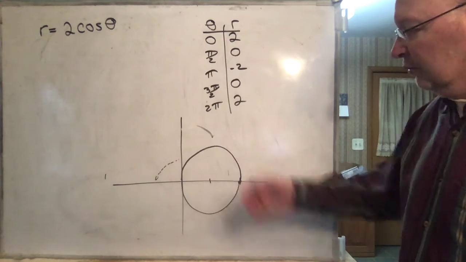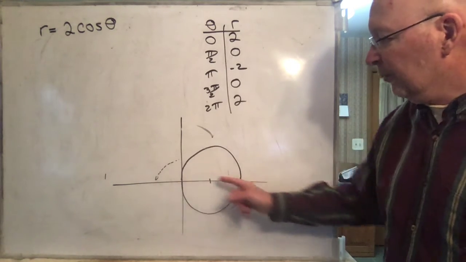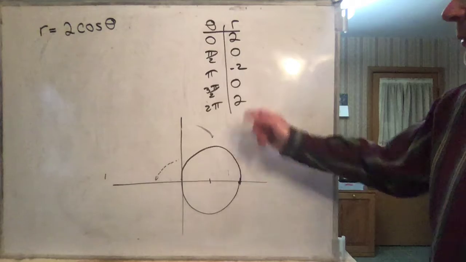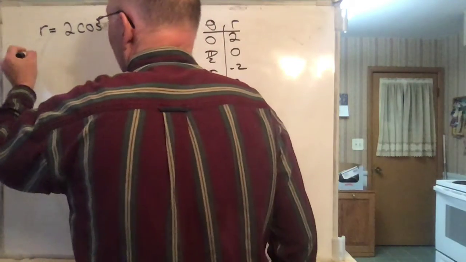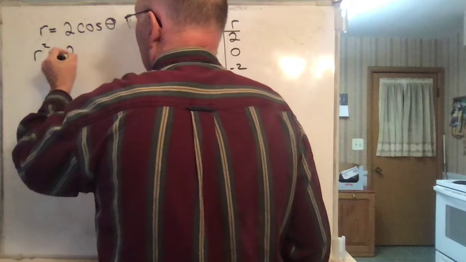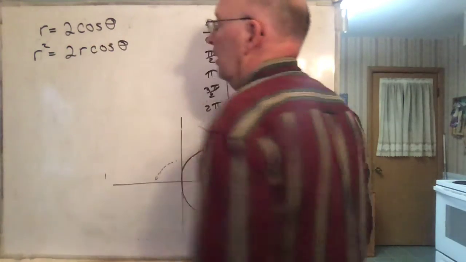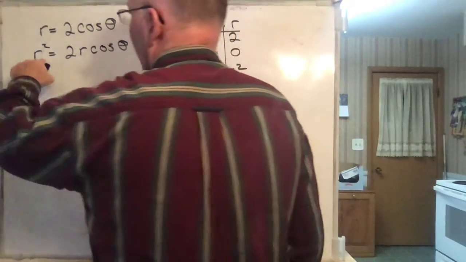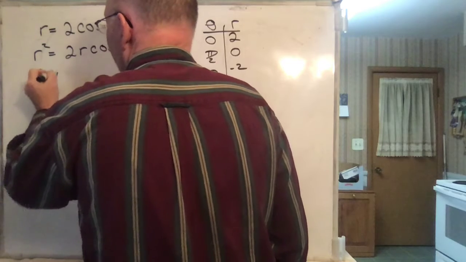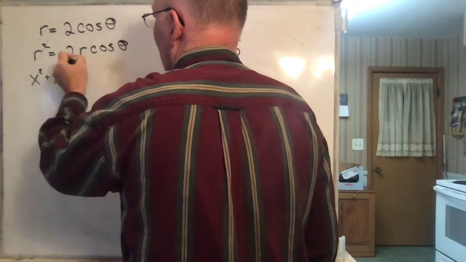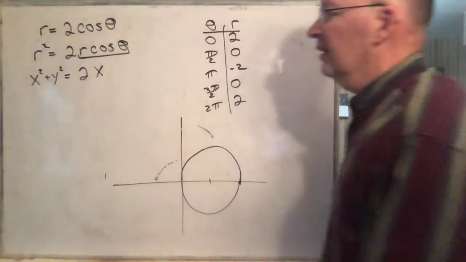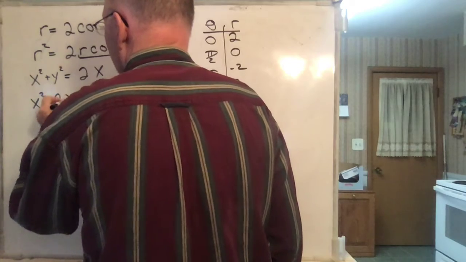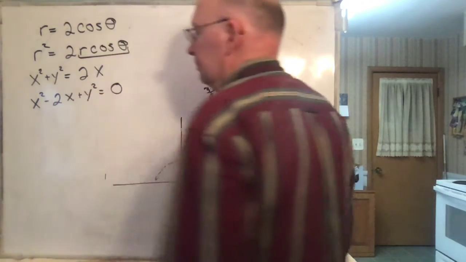Who knows though, maybe I drew it all wrong. All we know is it goes through this point and this point, but it might not be a nice circle. Let me prove to you that it is. Watch this. I'm going to multiply both sides by r. Agreed I can do that? Then I'm going to put it in terms of rectangular coordinates. R squared is equal to x squared plus y squared. And then this is going to be 2x right here, right? Because our cosine theta is x. And so now I can write x squared minus 2x plus y squared is equal to 0.